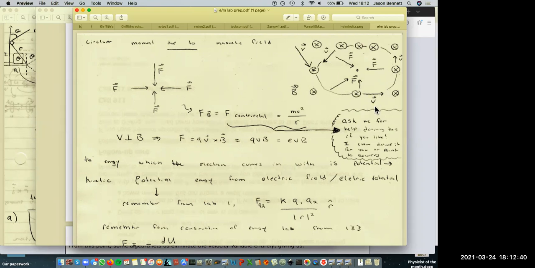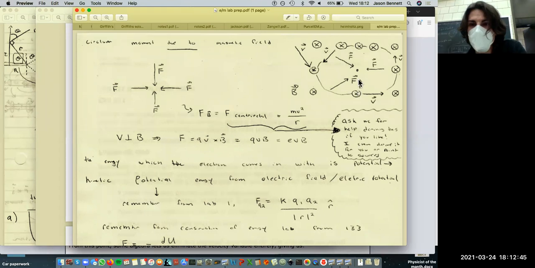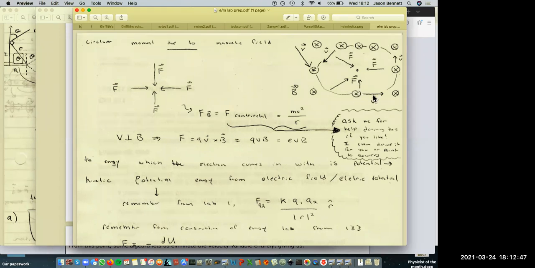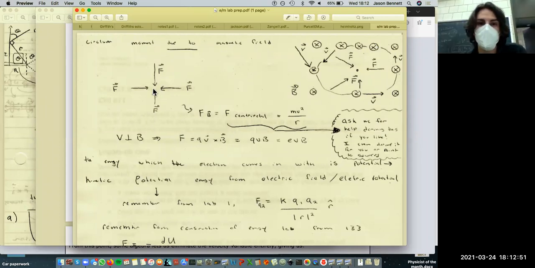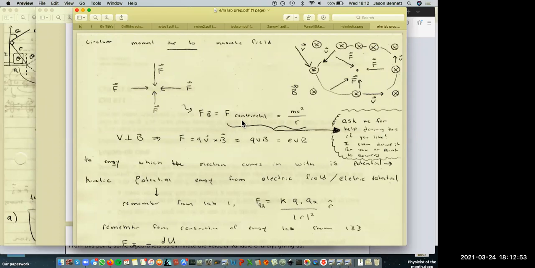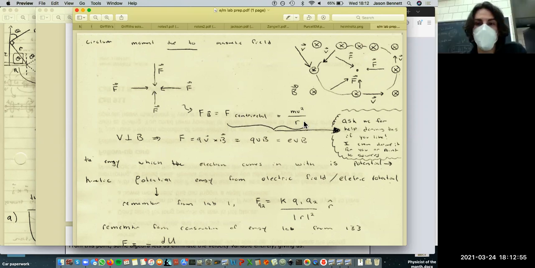If you have a V here and a B going in, you do the same thing again, and you have a force going this way. So what ends up happening is that the force is continually pushing the particle towards the center. And that's where this centripetal force comes in.